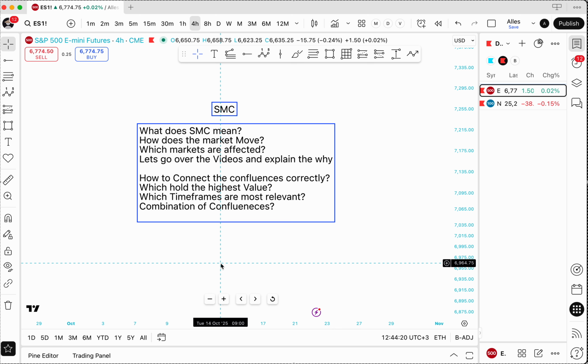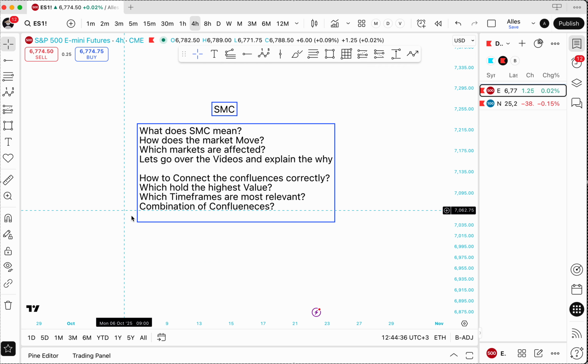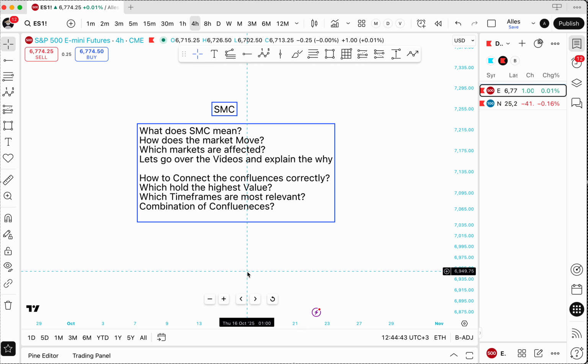the last videos, not rewatching it, but just see the titles and go into all the Confluences itself, revise all the Confluences fast, and then see why they are important and what they actually do and what they mean. For those questions here, how to connect the Confluences, which hold the highest value, which time frames, combination of Confluences, all of this is first option, your job to do with 100 hours of backtesting like we did.